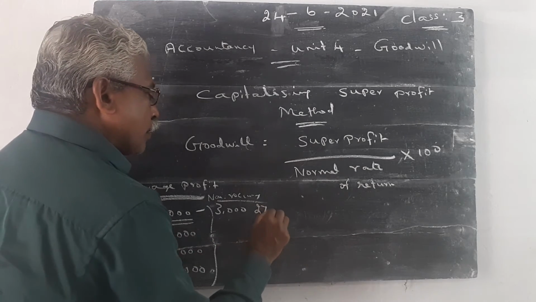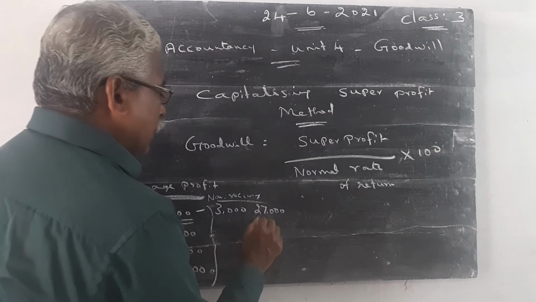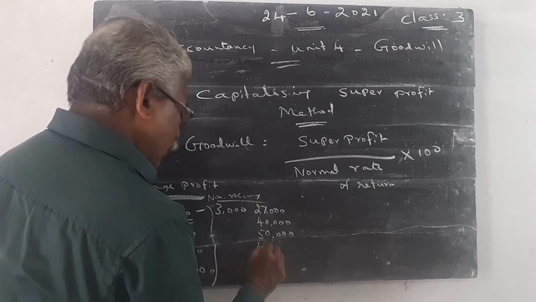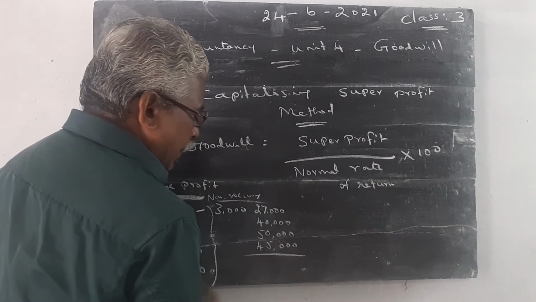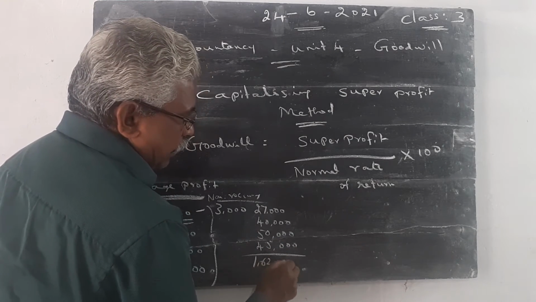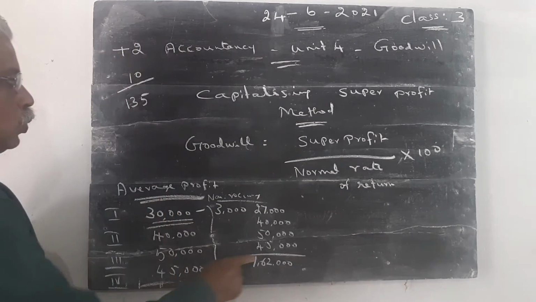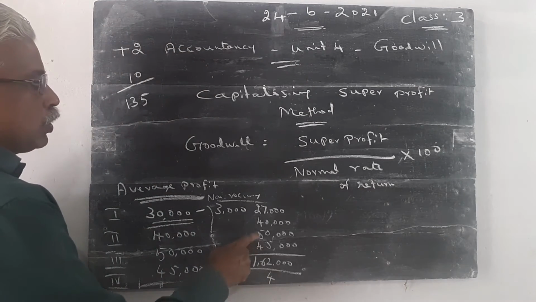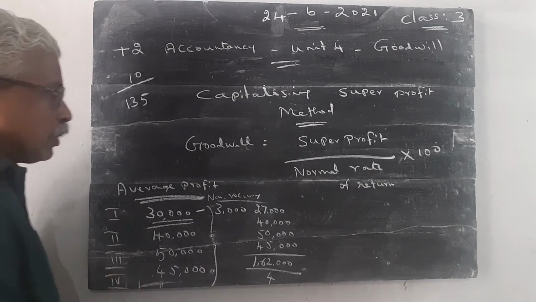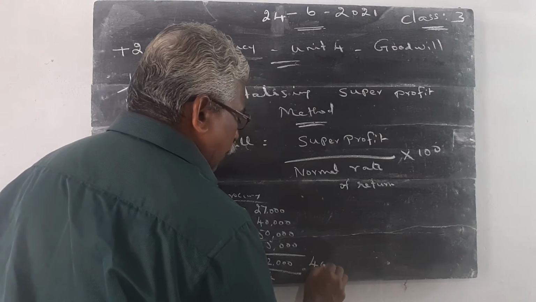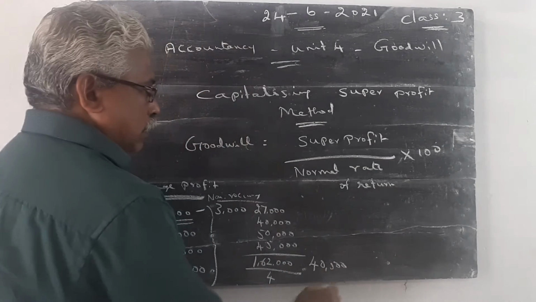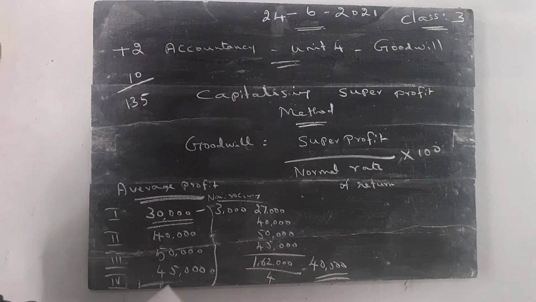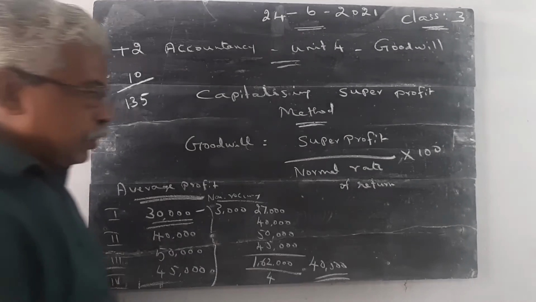30,000 minus 3,000 is equal to 27,000. 27,000 plus 40,000 plus 50,000 plus 45,000, we will get 1,62,000. So average profit is equal to 1,62,000 divided by 4, because 4 years, 1, 2, 3, 4. Divided by 4 is equal to 40,500. Average profit is equal to 40,500. Then we have to calculate normal profit.